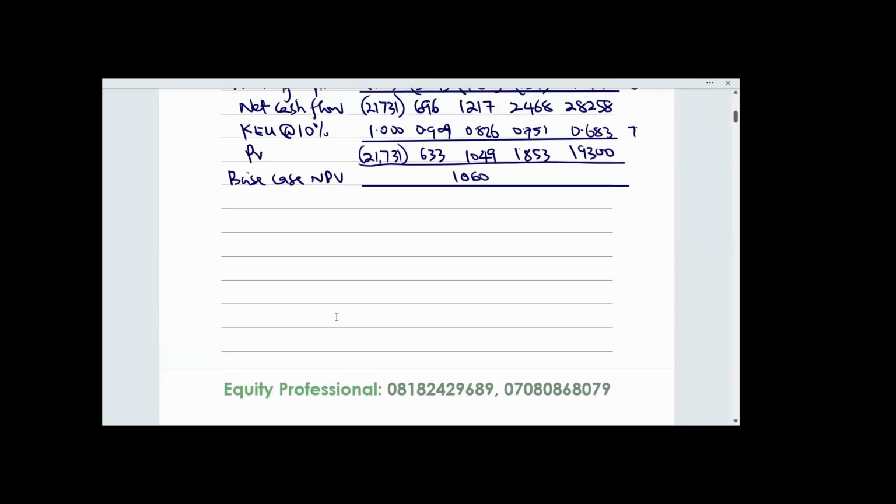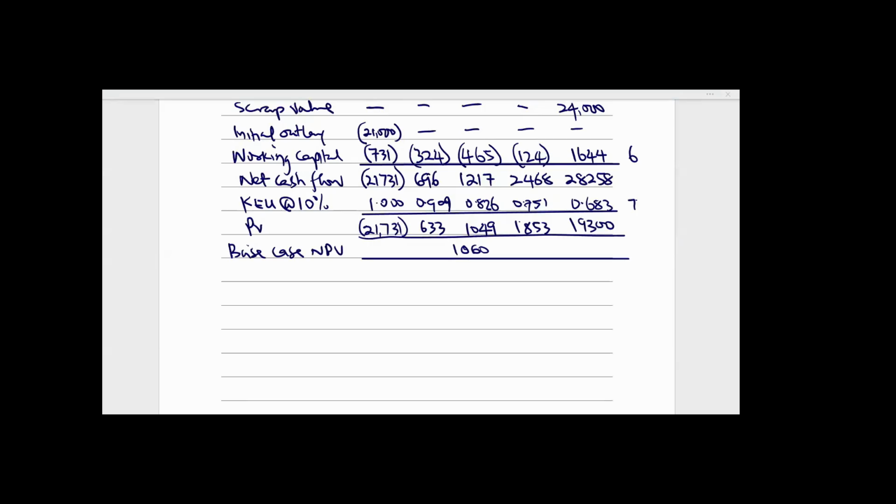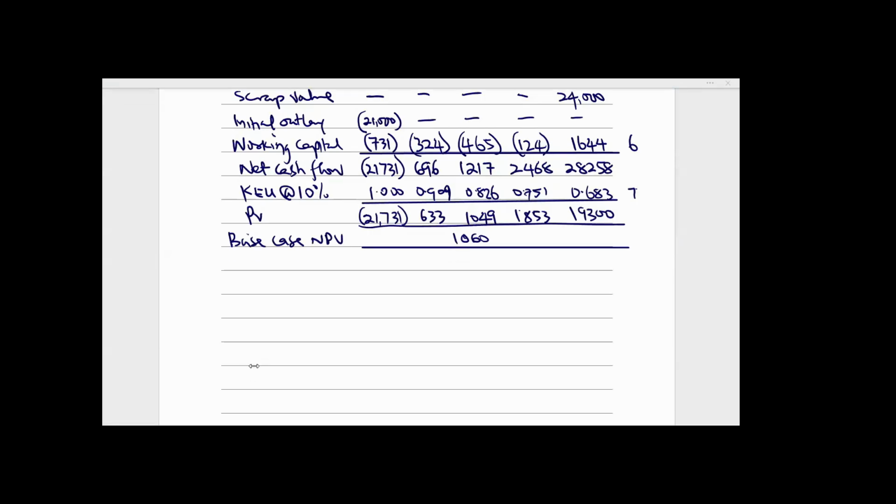Excuse me, please. Who is speaking? Please, under year 2, if you cross-check this value 1049, I'm thinking it should be 1005. 1217 times 0.826 is 1005. Okay. Yes, 1217 times 0.826. Let me check. It's correct. 1005 is the answer.